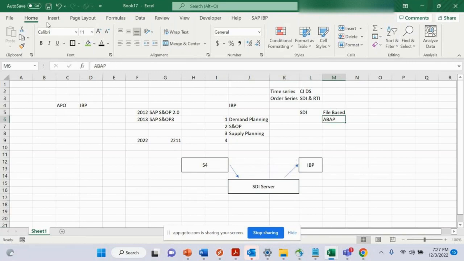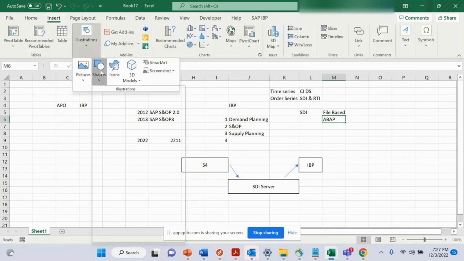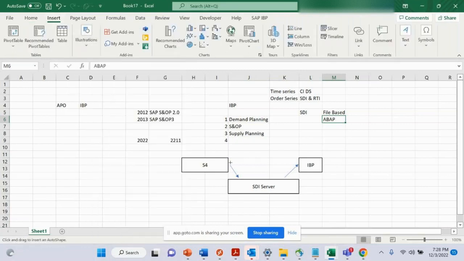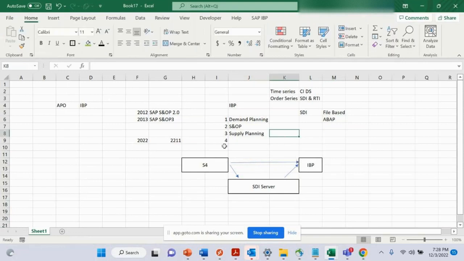For ABAP based, this handshake is happening directly from S4 to IBP. So here we are making the connection from IBP to the S4 tables directly. We are not fetching the files in between through any server. We are just connecting IBP tables directly to S4 tables, and we are taking our master data and the transactional data for order series based planning from S4. So this is how these two adapters work.